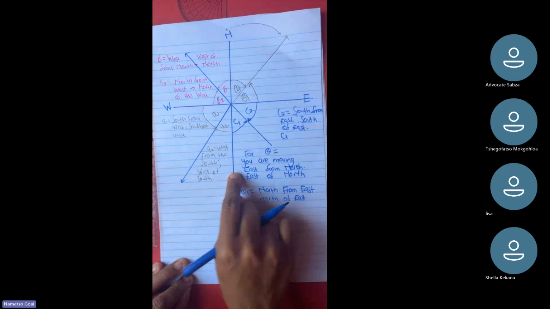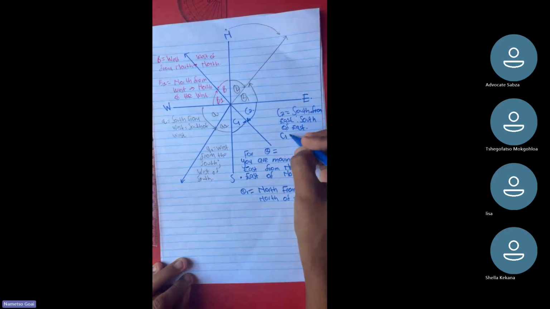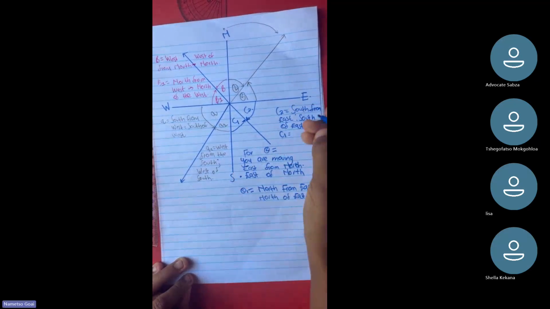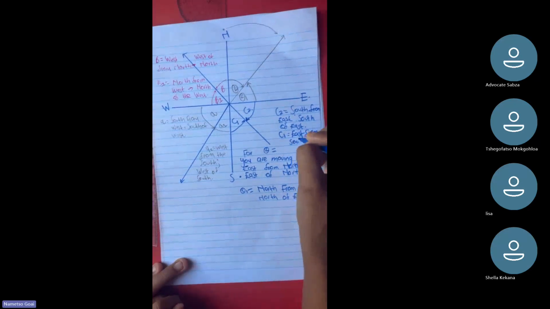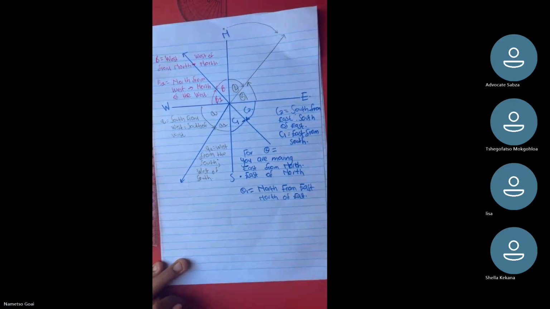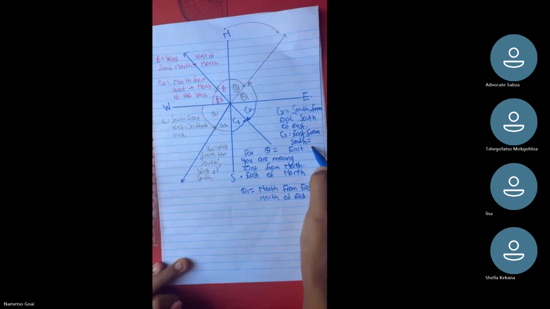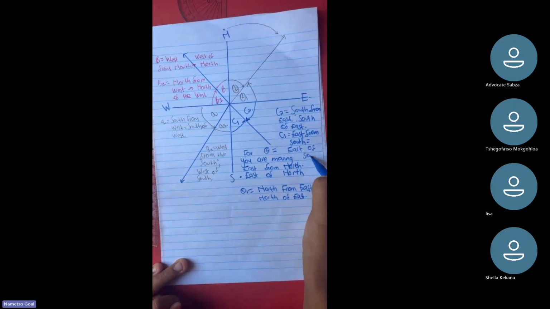Now let's look at C1, which is this one. It's leaving the south, going towards the east point. So if it's going that way, it's leaving the south. We're going to say it's going east from the south. And how you'd properly write it is just east of south.